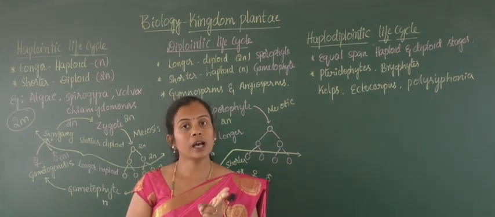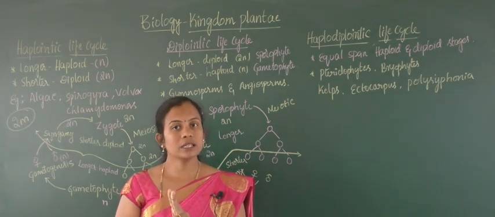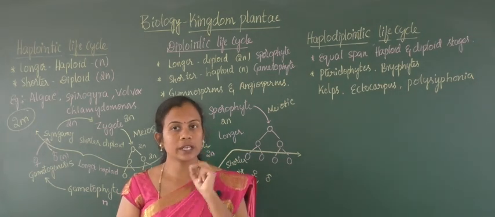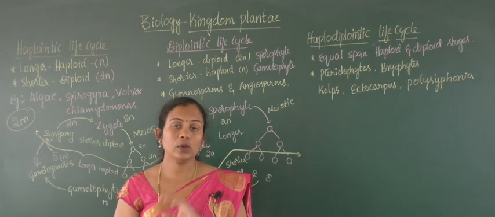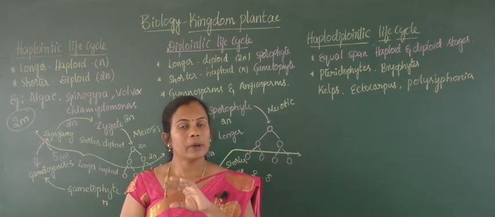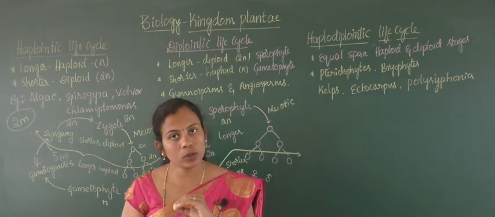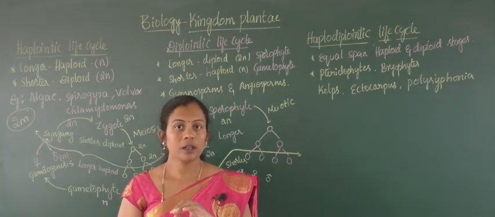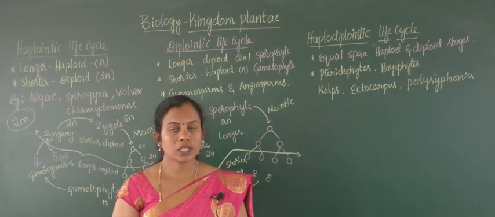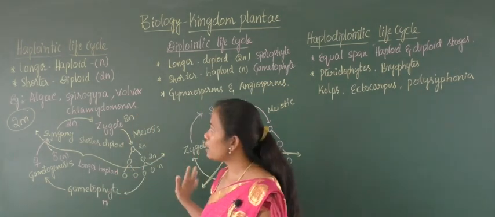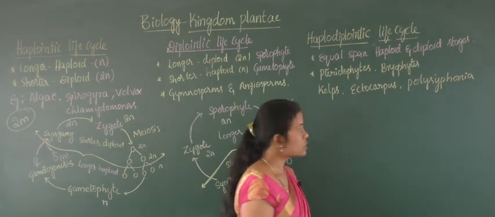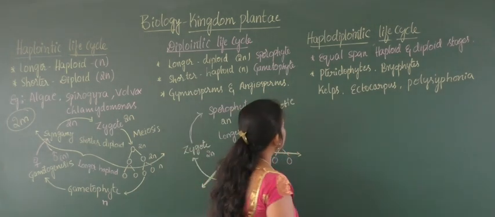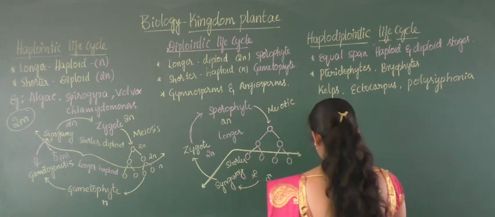But they are given with the options, that is two haplontic life cycle organisms, one diplontic and one haplodiplontic. You need to clearly mention which is showing the haplontic life cycle, diplontic life cycle and haplodiplontic life cycle. So that's why I am writing all the examples for every type of life cycle. Understood? And we'll go to the diagram for the haplodiplontic life cycle.